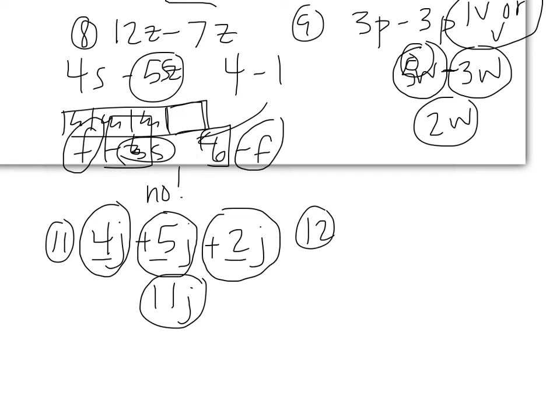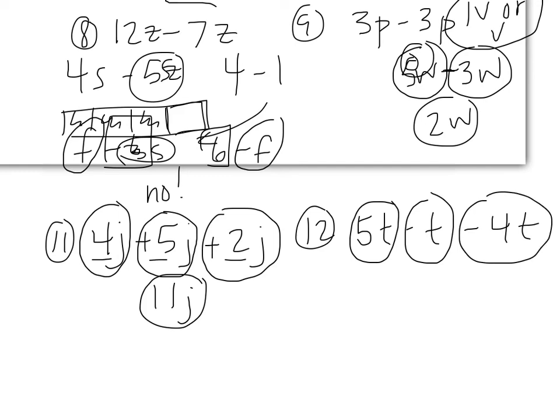Okay, let's look at 12. 5t minus 4t. Okay, again, they're all like terms because they all have the same variable. Circle the variable with the sign in front of it. So we have 5t minus, remember there's an imaginary 1 here, minus 4. So 5 minus 1 is 4. 4 minus 4 is 0. So this answer is going to be 0.